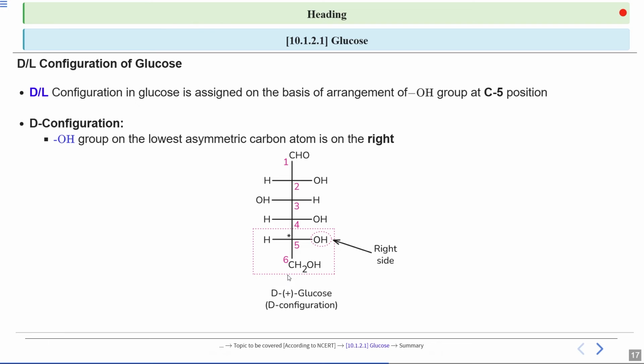As I said, the position of the OH group varies at carbon 5. The OH group on the lowest asymmetric carbon atom is on the right side. So this is D configuration. And the plus over here shows that it rotates the plane polarized light to the right. It is dextrorotatory. And this is an asymmetric carbon or chiral carbon, because it has 4 different groups attached to it.